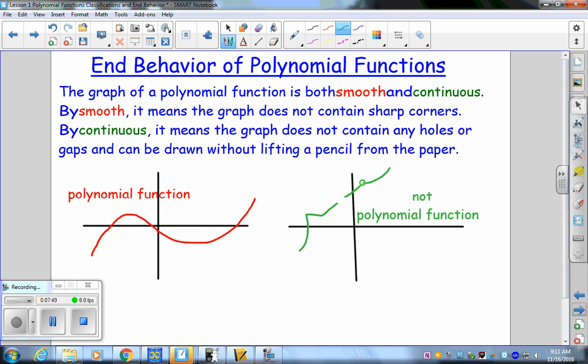So in the picture on the right, you see all these sharp little turns here. That's not a polynomial, okay? It's not going to be a polynomial function. It doesn't fit into any of our patterns of x cubed, x to the 4th, or anything like that.